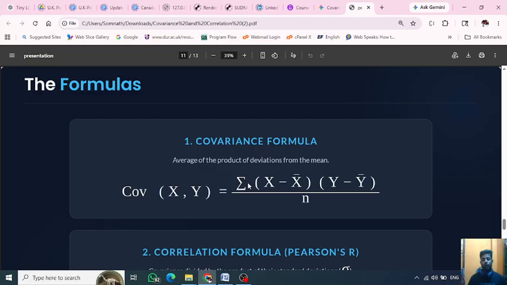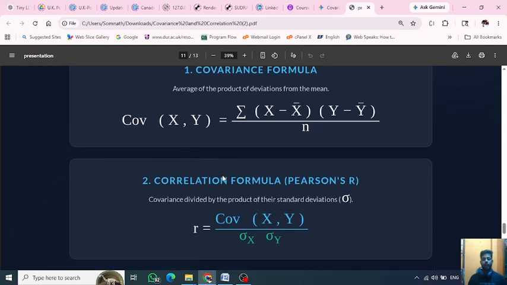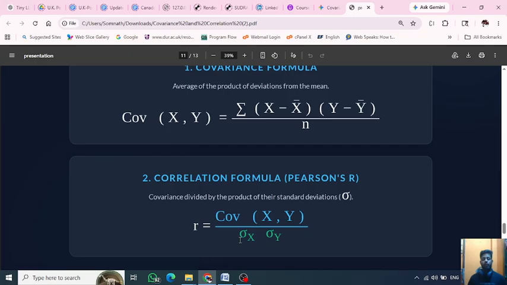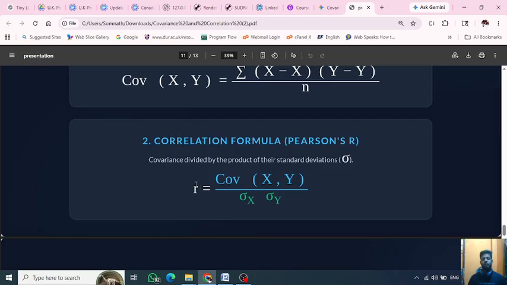Okay, this is the summation of the original value minus mean x, y minus mean y, divided by the number of elements. It is the average of the product of deviation from the mean. And the correlation equation is covariance divided by the product of the standard deviation of x and y. This is the equation of correlation.